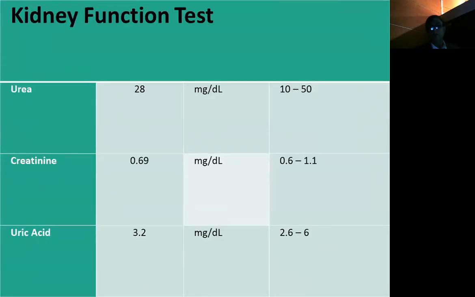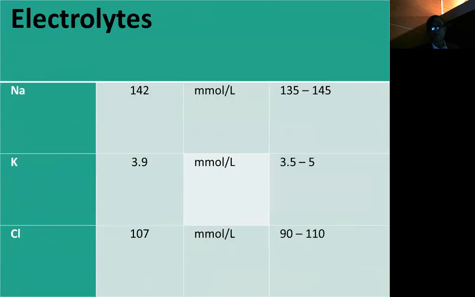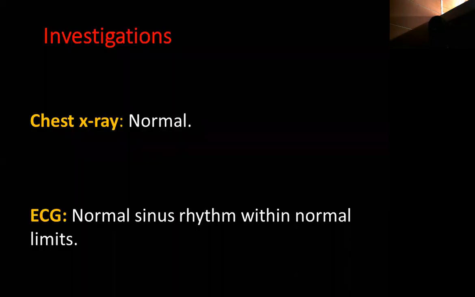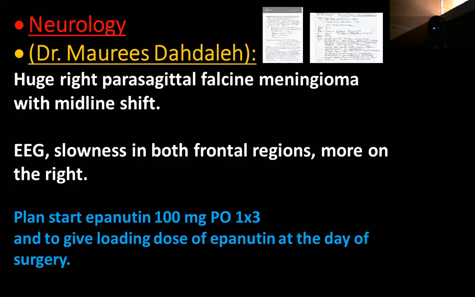Blood investigations were okay. Kidney functions, liver functions, electrolytes, chest X-ray and ECG were normal. So we did a few consultations. Dr. Maurice is not here, but we consulted him because she had a seizure. He says his EEG showed slowness in both frontal regions, more on the right, which corresponds to the location of the tumor. And he started the patient on an antiepileptic. It's not that good for females, but for a short period of time, it's good.